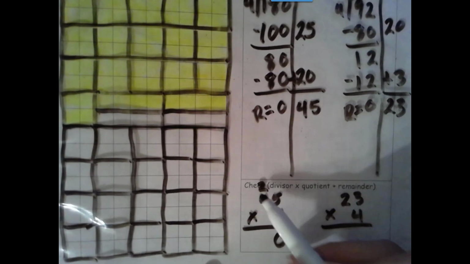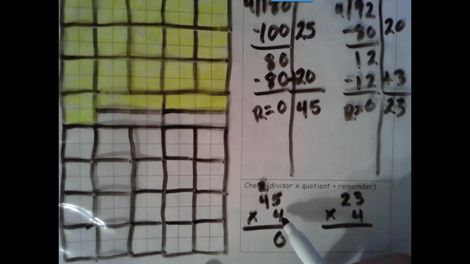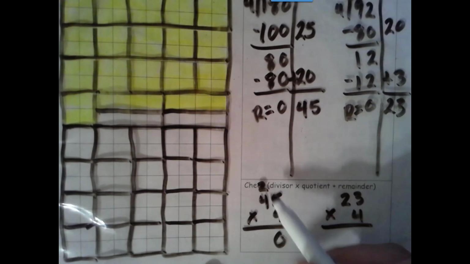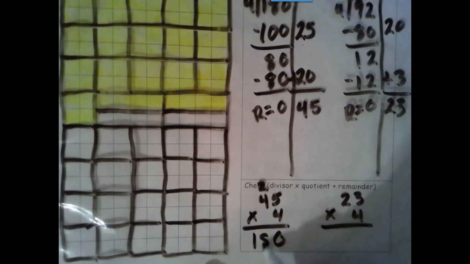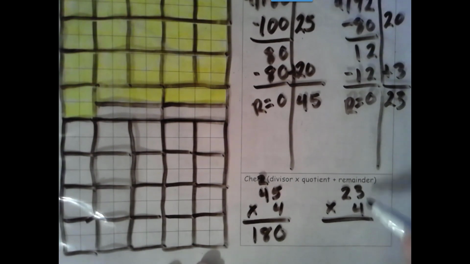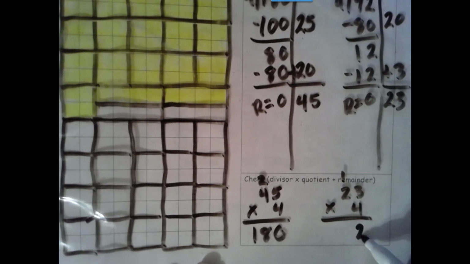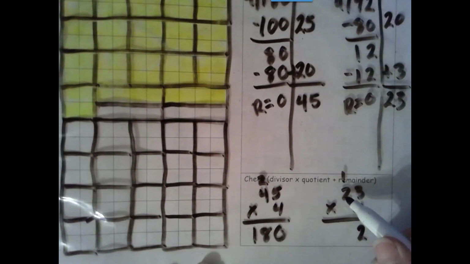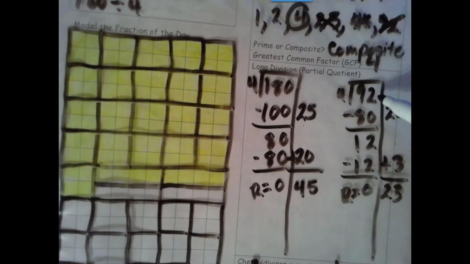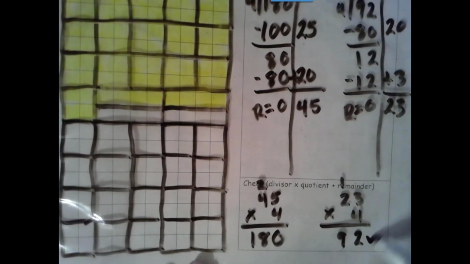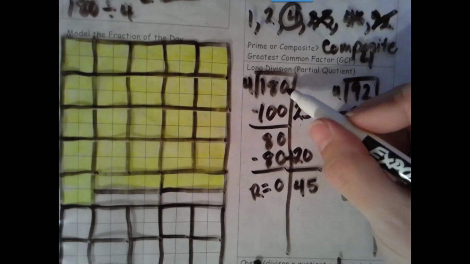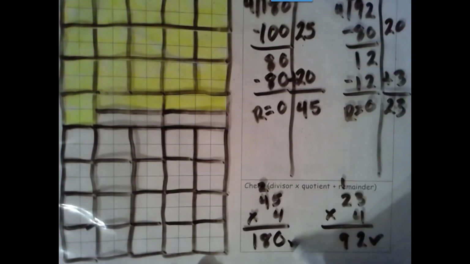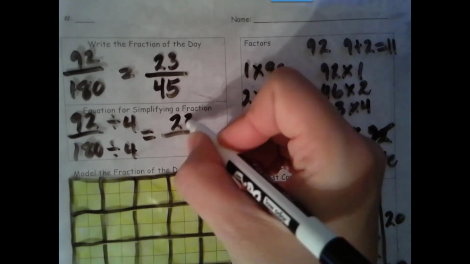4 groups of 5 is 20. So I regroup the 2 tens in the tens place. 4 groups of 4 tens is 16 tens, plus the 2 more tens is 18 tens. 4 groups of 3 is 12. 4 groups of 2 tens is 8 tens, plus 1 more is 9 tens. So 92, that matches our dividend up here. So that checks. 180, that matches our dividend up here. So that checks. That means our numerator is definitely 23 and our denominator is definitely 45.